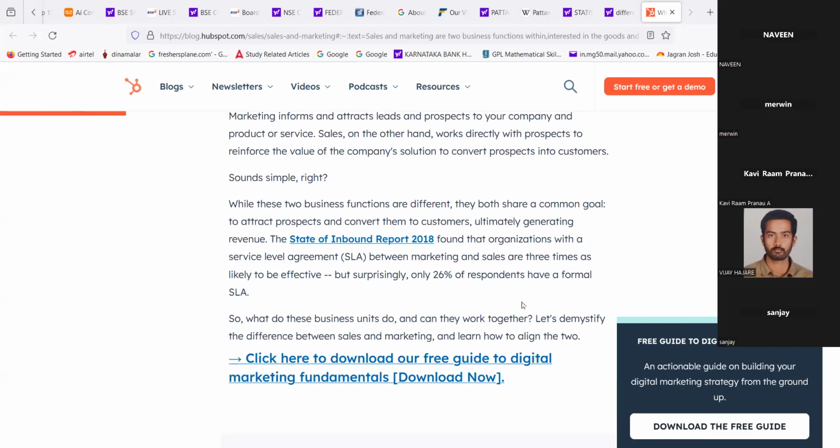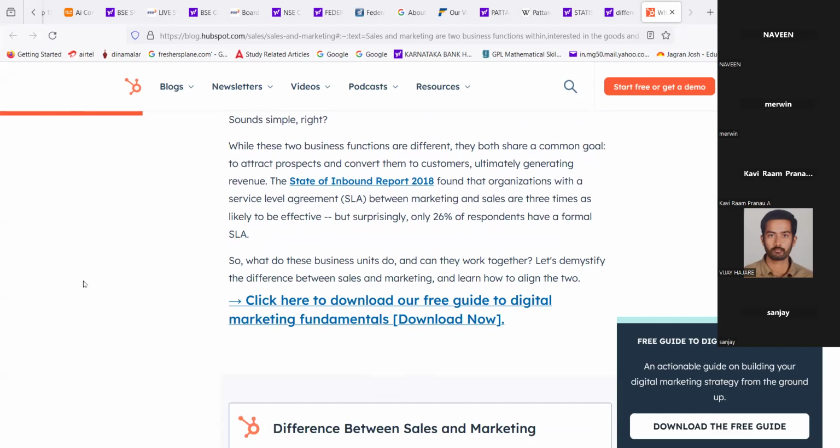Please read. Sounds simple, right? While these two business functions are different, they both share a common goal: to attract prospects and convert them to customers, ultimately generating revenue. So, prospects means would-be buyers. Convert means making them buy. In the case of banking, prospects means those who come to our bank for inquiry. Convert means you make them open a bank account. That is conversion.